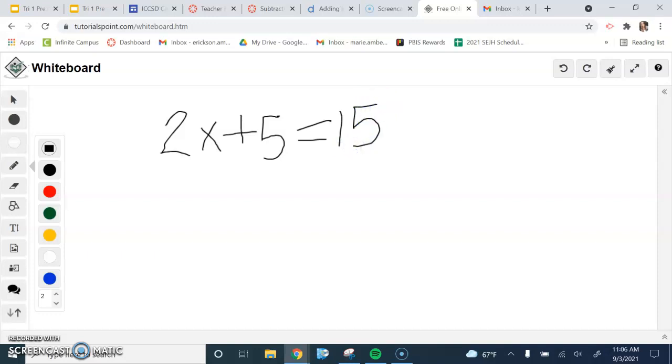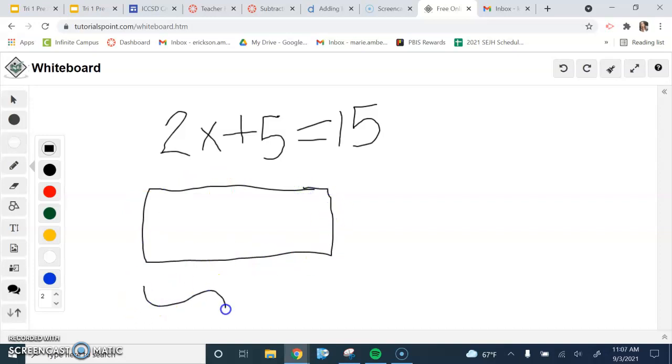All right, so it is saying that 2 times something, or 2 times what, and then you add 5, you end up at 15. So there are two ways we can do this. We can do this with the box, or we can also do this with backwards PEMDAS. We're going to start with the box, though. So our whole box is going to be equal to 15.